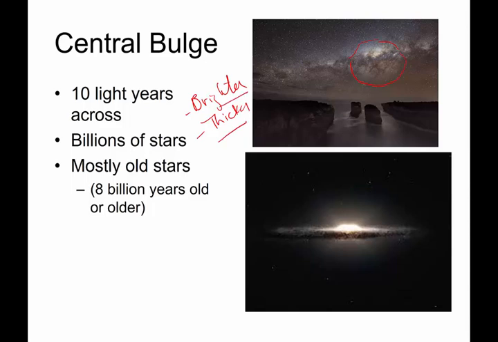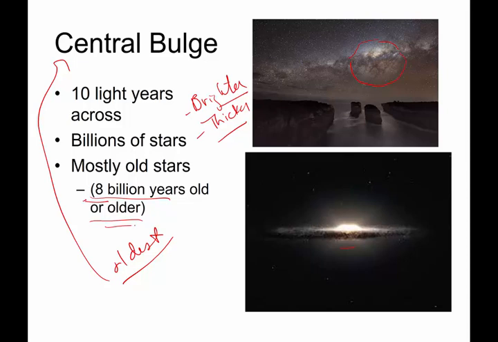When astronomers look at the stars in the central bulge of our galaxy, it was found that the stars are very, very old. As a matter of fact, the oldest stars in our galaxy are in this central bulge. How old? About 8 billion years old, or possibly older. We think the entire universe is about 13.7 billion years old. And so our galaxy is maybe 2/3 of the age of the entire universe.